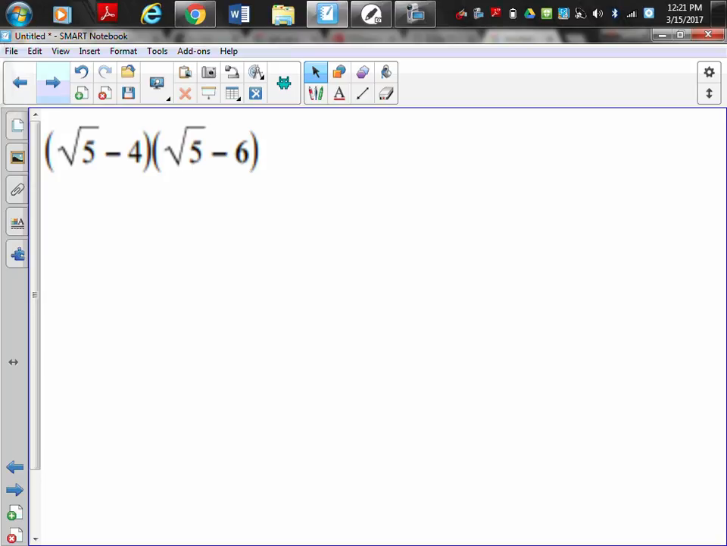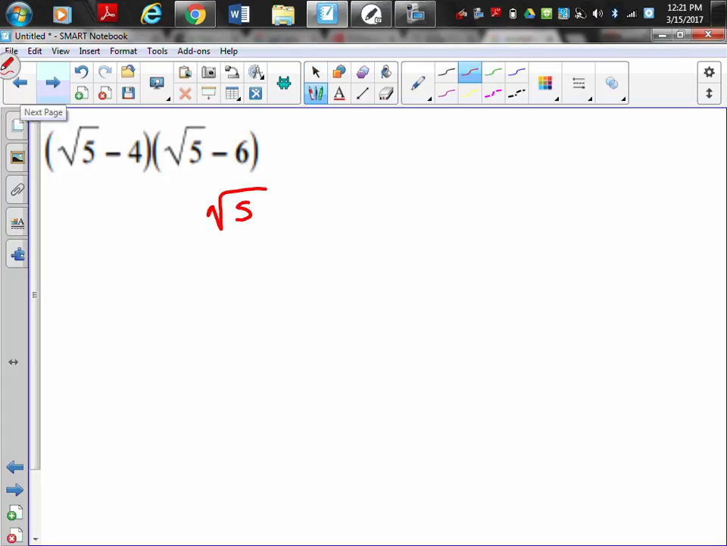Here we go. Square root of 5 minus 4 times the square root of 5 minus 6. So square root of 5 minus 4, square root of 5 minus 6. Alright, so we're multiplying, just like we do a 2 by 2 multiplication. Our numbers just look funky. Nothing different. Negative 6 times negative 4, positive 24.